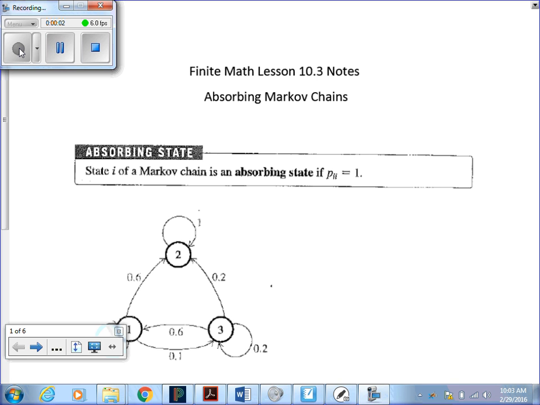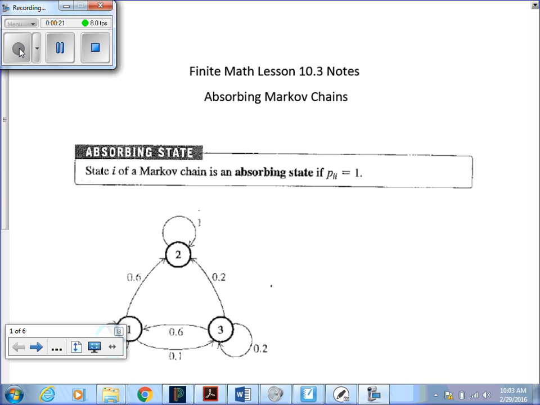Okay, we're going to do lesson 10.3, absorbing Markov chains. Since we have an absorbing state, we know we have states in a Markov chain. You could have state A, B, C. You could have 1, 2, 3, but the circle in this given Markov chain has states 1, 2, and 3.